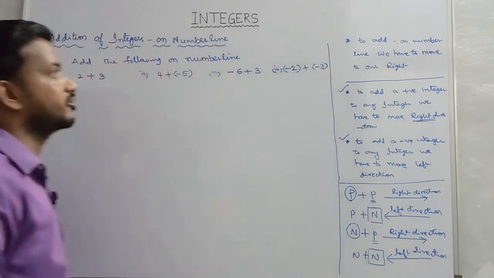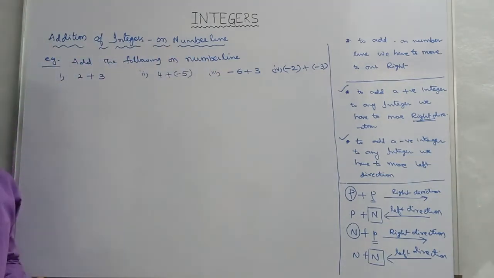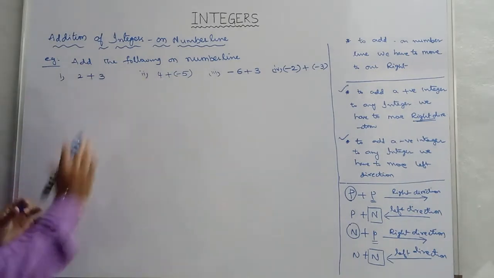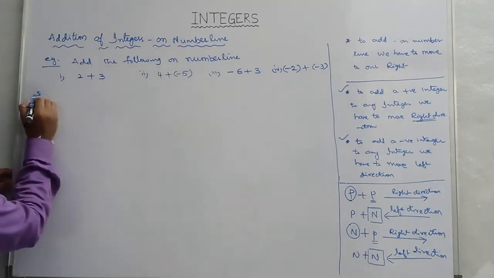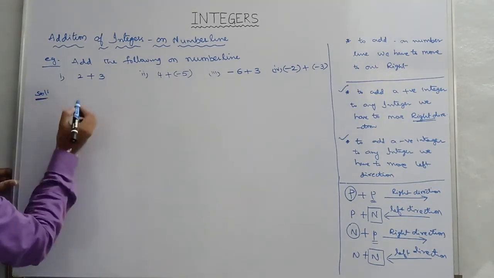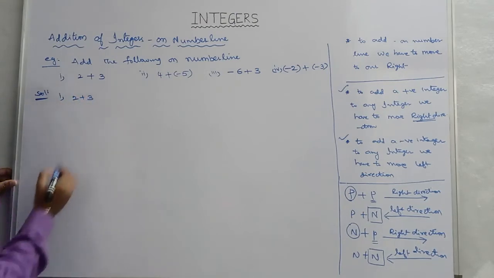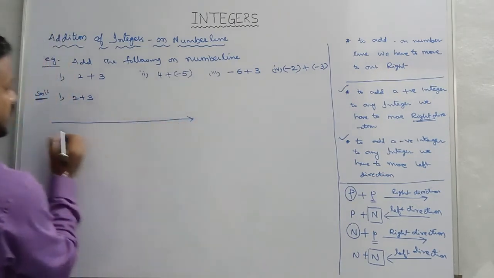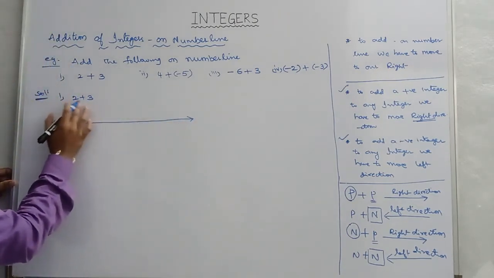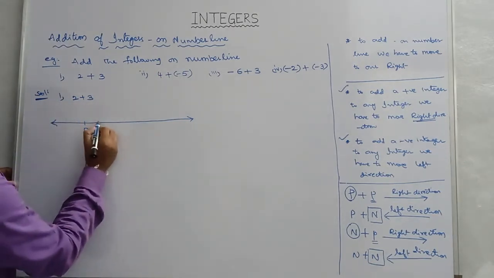Okay, so you will be asked like this: add the following on number line. So in order to perform this addition on number line, for each and every problem you have to consider a separate number line. Okay, let us observe the solution. So the first problem, 2 plus 3. So here both are positives. So first of all, we have to consider one number line, and here we don't notice any negatives, so we have to consider more positives.